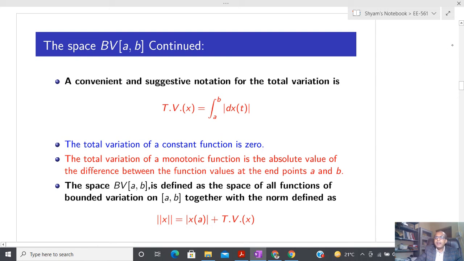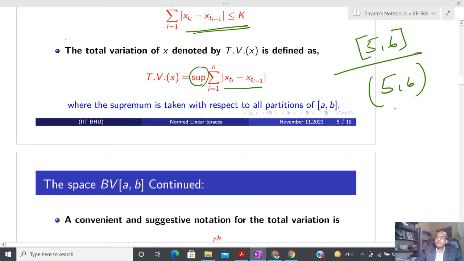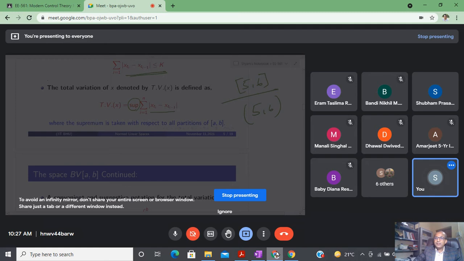And here please be careful, I have written supremum. If anyone has confusion between supremum and maximum, please let me know. Just for clarity, suppose we have a set like this. Could you please quickly tell me what the supremum of this particular set is? Manali, Dhaval, anyone, could you please tell? Nikhil, Subham, Amarjit, anyone?